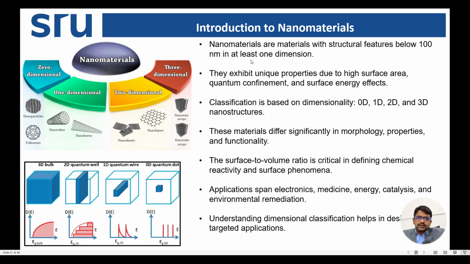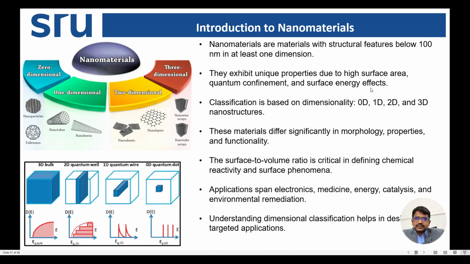It might be all three dimensions, length, breadth, and height, that are less than 100 nanometers. It is also a nanomaterial. But to qualify as a nanomaterial, at least one dimension must be within 100 nanometers. Okay, right. So they exhibit unique properties due to high surface area, quantum confinement, and surface energy effects.